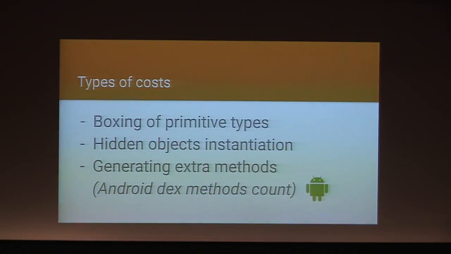So there are three main types of costs. The first kind, which is actually omnipresent, is the boxing of primitive types. I hope you're all familiar with what boxing is. It's mainly when you have a primitive value like int and you need to convert it to an object, usually temporarily. And this induces, of course, memory allocations and stuff. So the second kind of cost is when Kotlin will generate a temporary hidden object. And the third kind is when the Kotlin compiler will generate extra methods, which is important for Android because we try to limit the number of methods in our DEX files. Even though we have multi-DEX today, it's still a good idea to limit the number of methods.